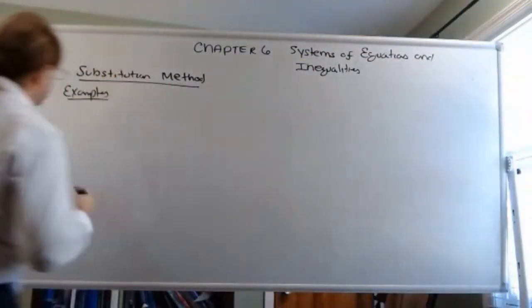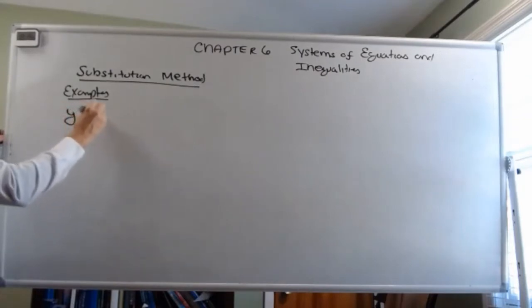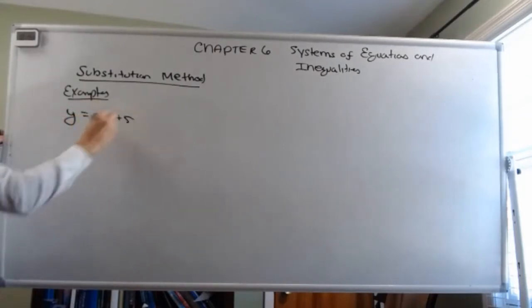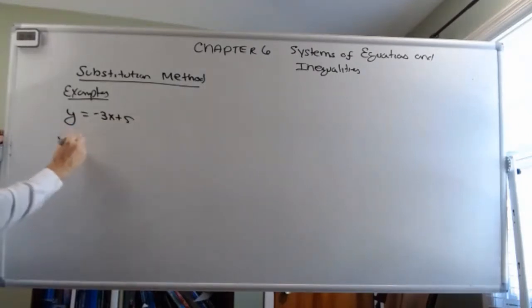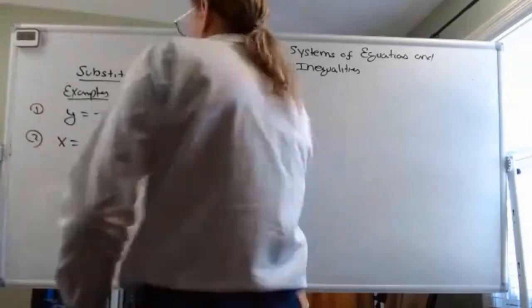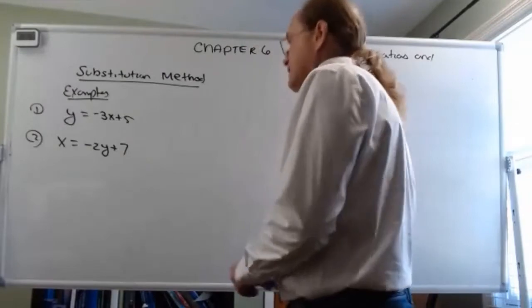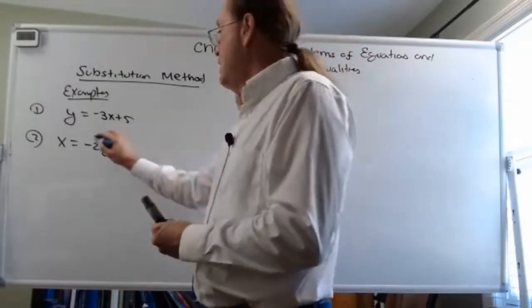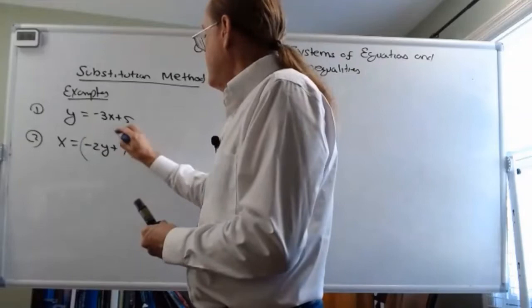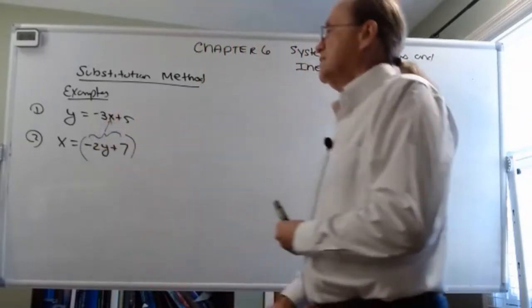Here's another example. Say I had y is minus 3x plus 5, and say this is x is equal to minus 2y plus 7. So here are my two equations, given in a different way. Well, since this one is solved for x, what I might do is substitute for x in this equation. It doesn't matter what I substitute for. So I could take this for x and substitute for x in the first equation.